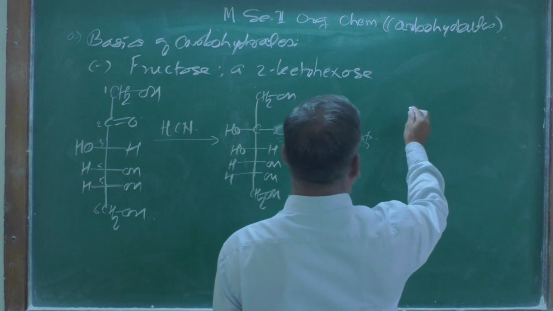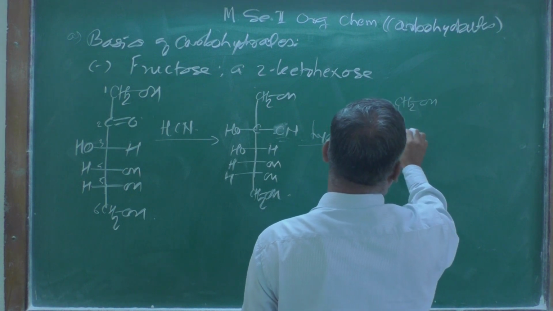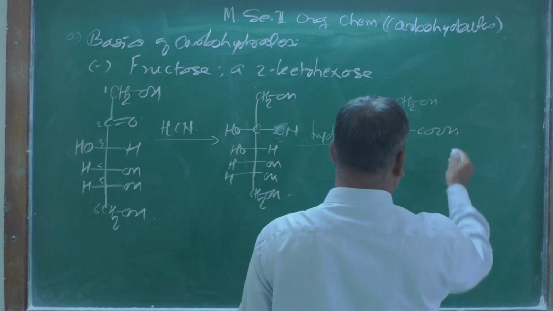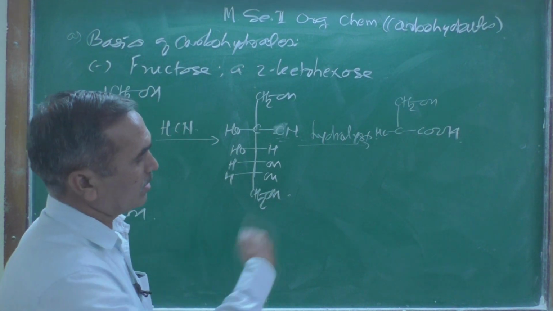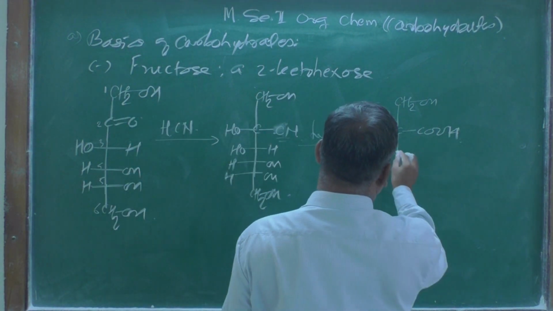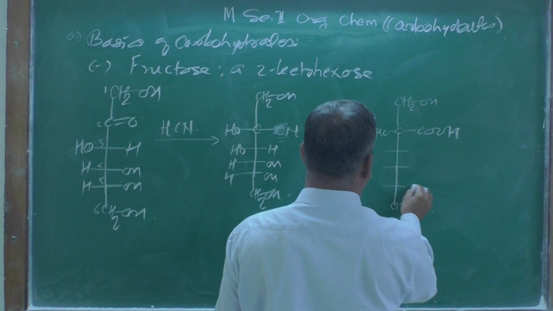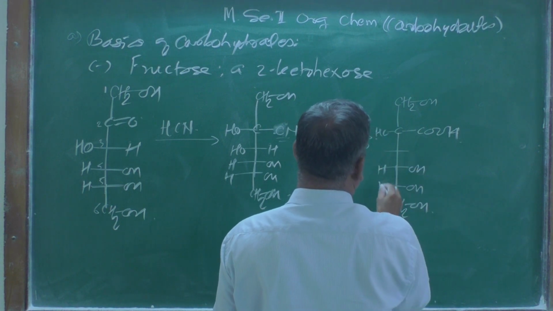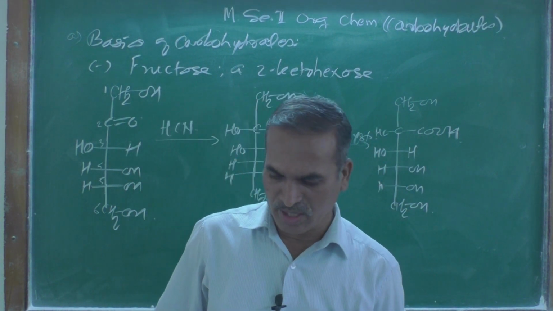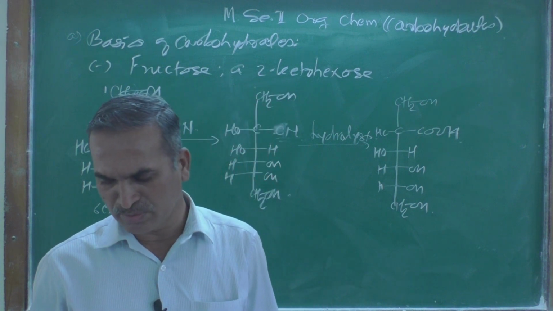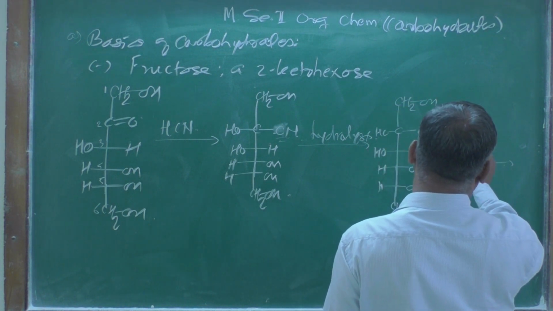And what you are going to get over here is CH2OH, then HO, then COOH. The cyanide group, C triple bond N, gets converted into a carboxylic group, and the rest of the thing remains as it is. So CH2 and this OH, then H, and here HO and the hydrogen atom are as they are. So this is the compound we are getting.